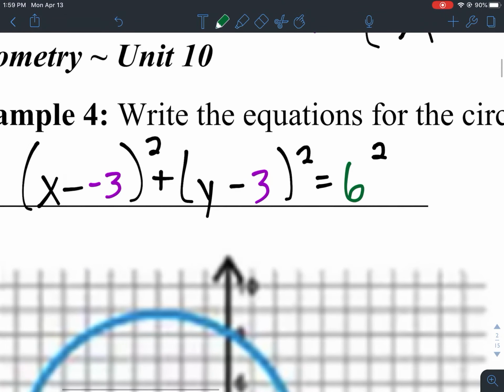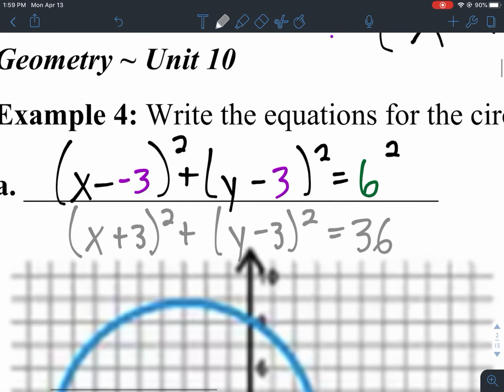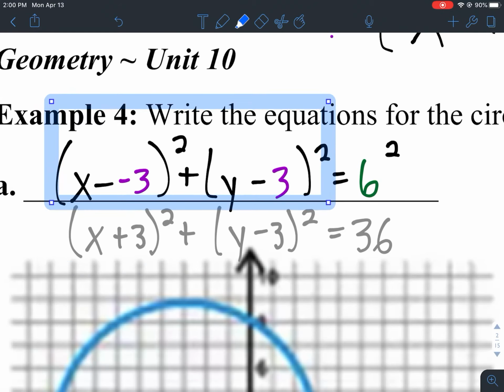Now, before we move on to the next one, let's simplify this a little bit further. We have x minus a -3. Well, that becomes a +3. And then we have x plus 3 squared. Y minus 3 stays the same, and that's squared. Then 36 is 6 times 6, so we can have that as equals 36. So therefore, the equation of this circle that we have is that.